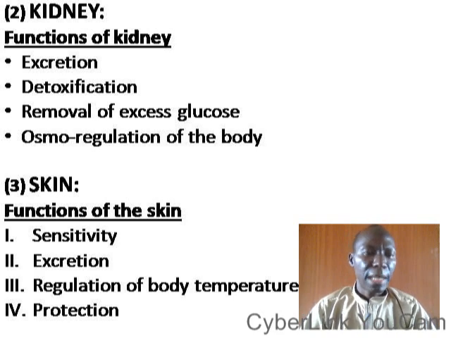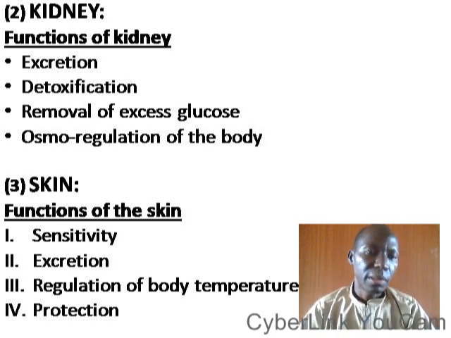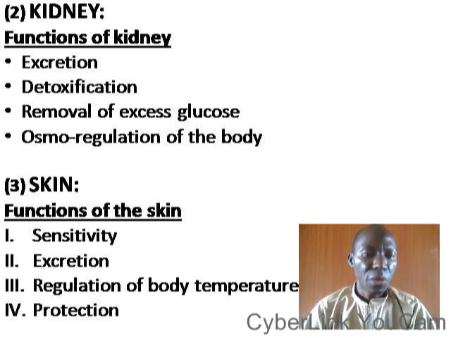Another organ that I want to look at is the skin. The skin of the animal body is what covers the external part of the animal body, and on this skin you find either fur, which is hair, or scales in the case of fish, and feathers in the case of birds. And now, what is the function of the skin?